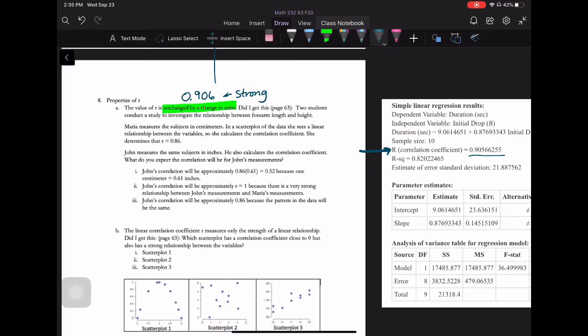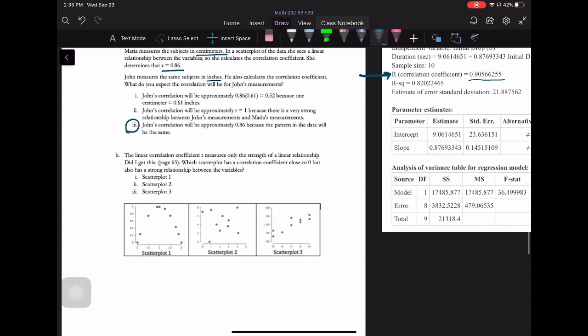Two students conduct a study to investigate the relationship between forearm length and height. Maria measures the subjects in centimeters. She sees there's a linear relationship. She calculates the correlation coefficient and gets 0.86. John measures the same subjects in inches. He also calculates the correlation coefficient. How do you expect the correlation will be for John's measurements? Well, R is unchanged by units, so John's correlation should be the same. It doesn't matter if I'm in inches or centimeters, you're still going to have the same relationship.